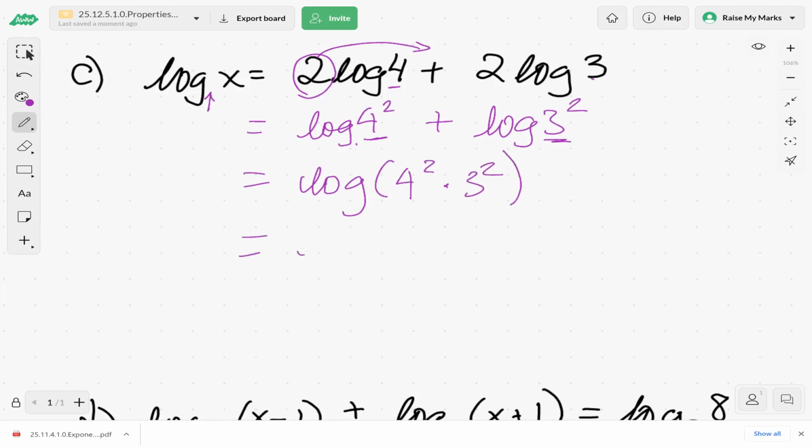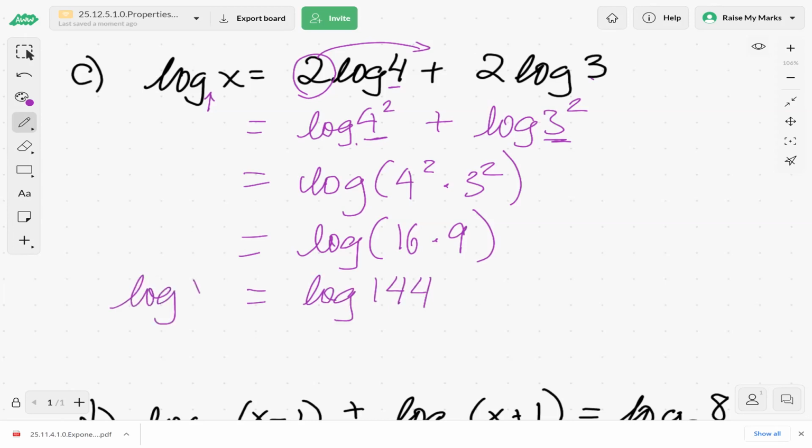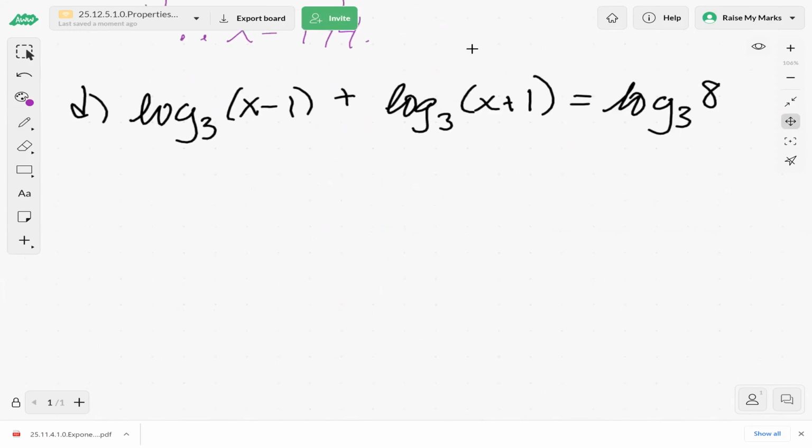Okay, so let's have a look. 4 squared is 16, times 3 squared is 9. So let's figure out what 16 times 9 is. 16 times 9 is log of 144. And on the left-hand side, we have log of x. So therefore, x equals 144. Good.